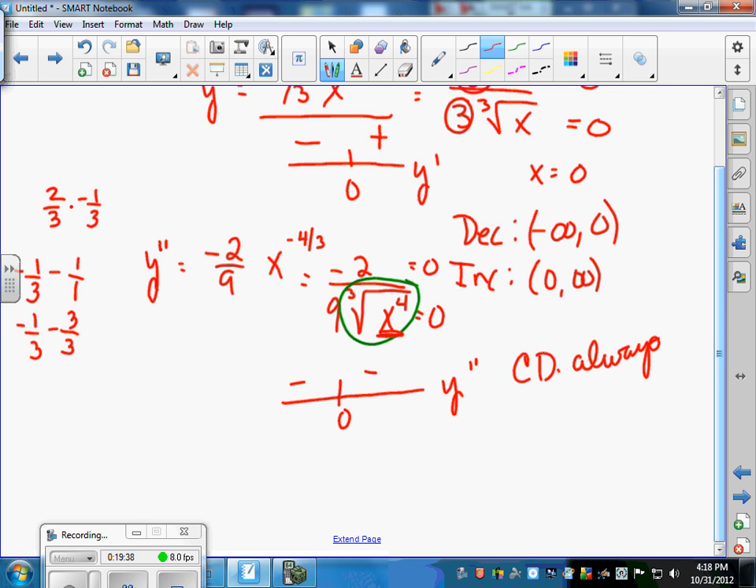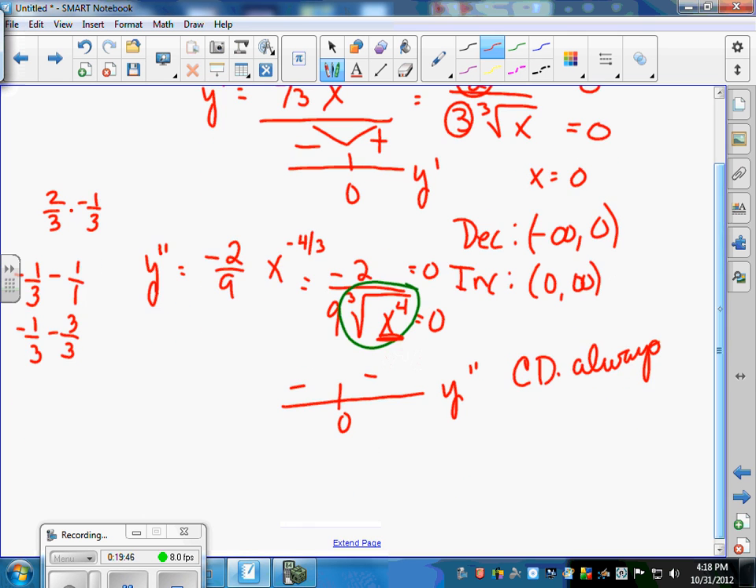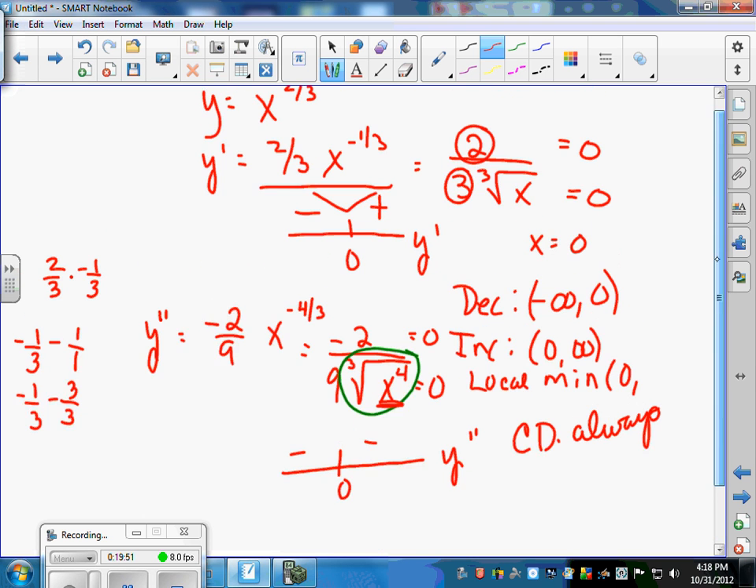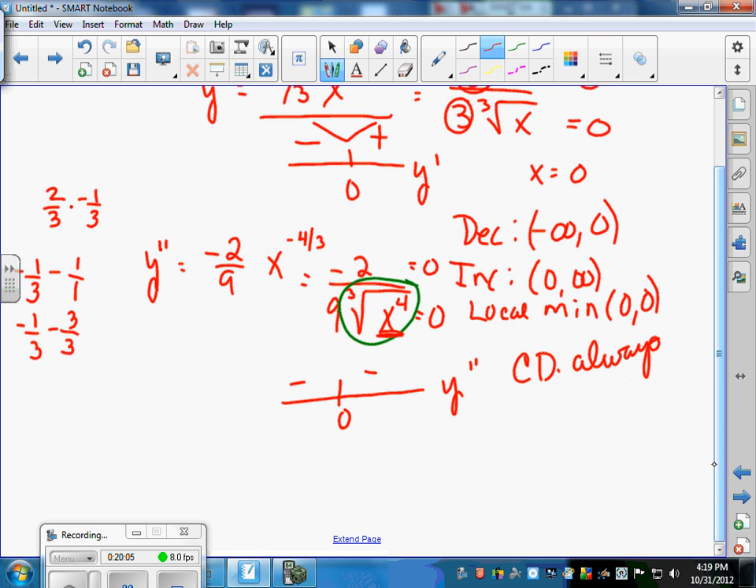Now if I sketch that, let's go back. We did have that this thing decreased and increased, so we should have had a local min at 0. Going back to the original, 0 to the 2/3 is the cube root of x squared, so that'd be the cube root of 0, and that's 0. So I do have a local min at (0, 0).